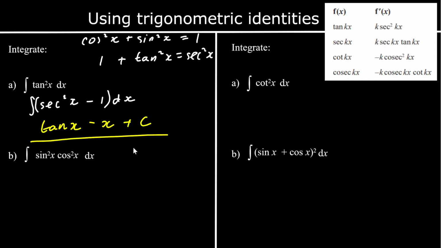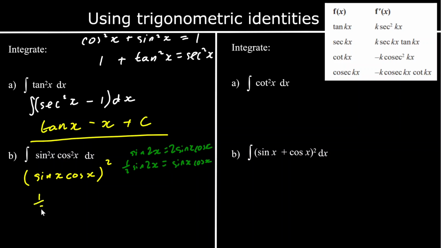Sine x squared cos x squared. There are different ways of getting this into a form we can integrate. I am going to change it into sine x cos x all squared. And sine 2x is 2 sine x cos x, so half of sine 2x is sine x cos x. So I'm going to change this into half of sine 2x squared, which is the same as 1/4.